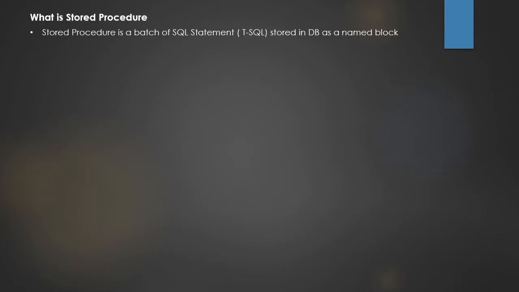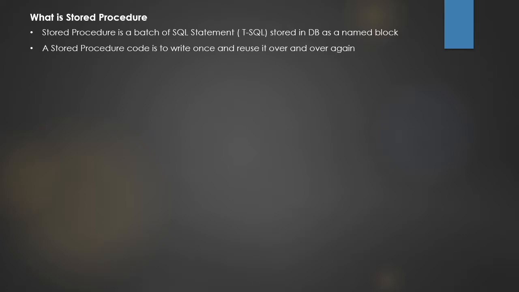So first of all, we will understand what a stored procedure is. A stored procedure is a batch of SQL statements, a T-SQL block stored in a database as a named block. It means a set of SQL statements can be named and stored in a database, and later we can call it when we want to execute that batch of statements. So a stored procedure lets us write code once and reuse it over and over again by simply calling the stored procedure name.